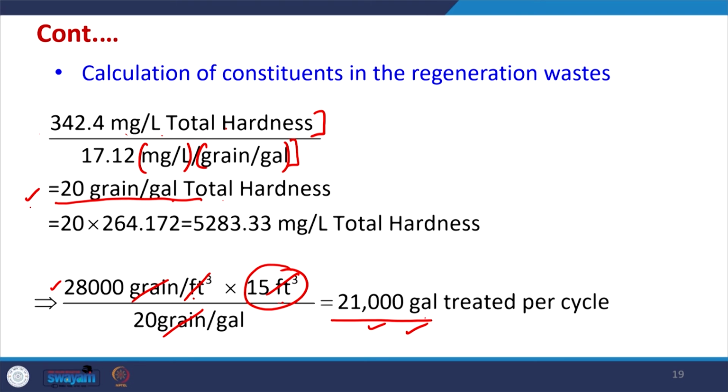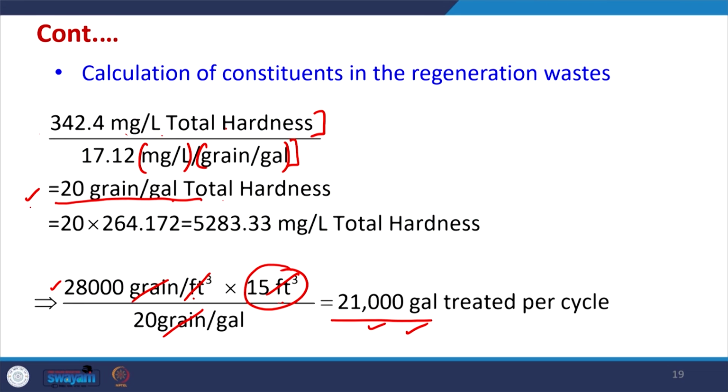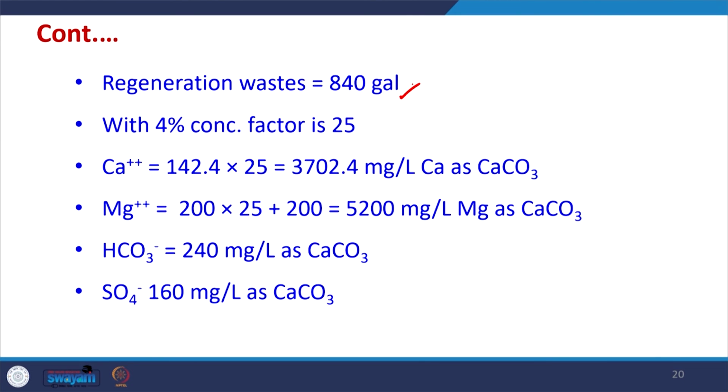Now, once 21,000 gallon of water is known and only 4% of that is being used, that means if we divide 21,000 by 25, or we can perform the calculation 4 upon 100 into 21,000. So, we can do like this. We will be finding that 840 gallon of regenerated waste has to be used. So, that is already given in the question itself.